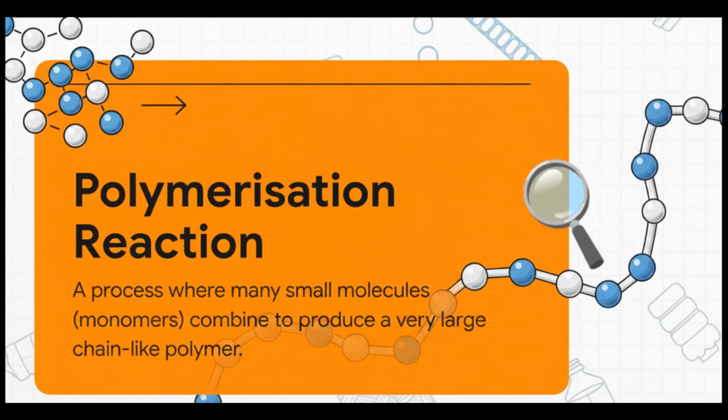And finally, we get to polymerization. This is where chemistry gets truly epic. We're talking about taking tons of small, simple molecules called monomers and linking them together, one after another, to build these enormous, long-chain molecules called polymers. This is how we make everything from plastics to fabrics.